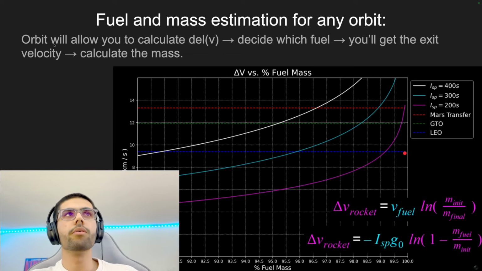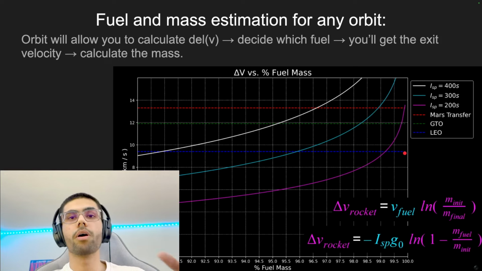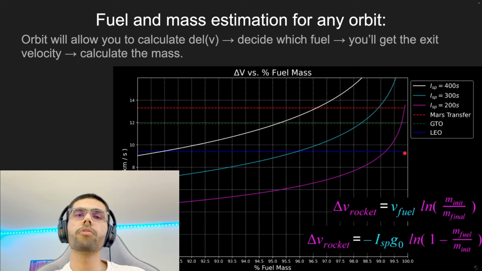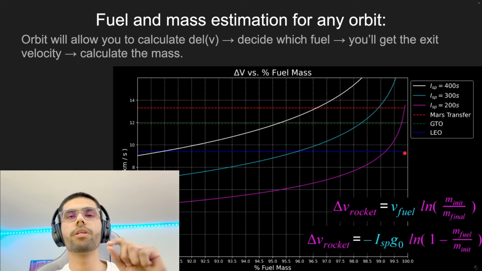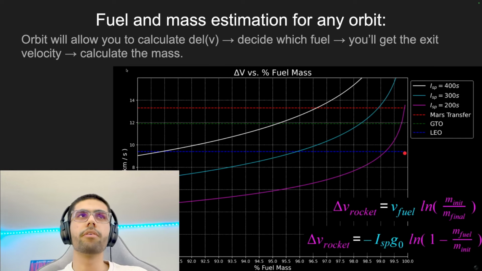So as I said, once you know which orbit you're trying to reach, you calculate the delta v required for reaching that orbit, and then decide what fuel you want to use, because that fuel will decide your exit velocity, that is v naught. And then using this formula that I just derived, you can calculate the mass of the fuel that is required to be burned.